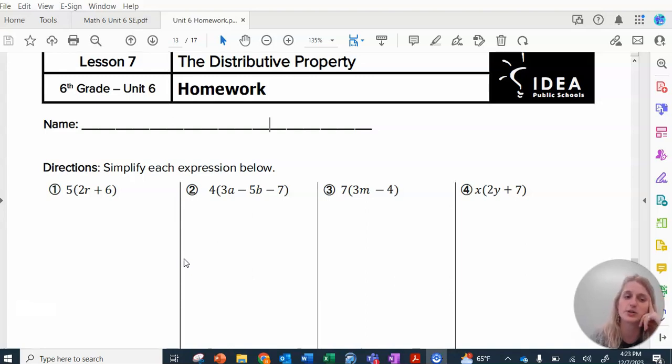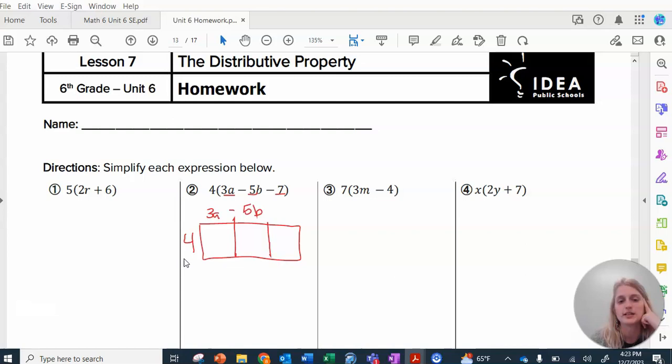All right, I'm going to start with number 2 because everything we did in class today had 2 terms, but it actually has 1, 2, 3 terms. Don't panic. It just means you cut your box into 3 parts. So we're going to draw our big box. There's my 4. I'm going to cut it into 3 sections. The first section is 3a. I'm going to write my minus on top of the line. Next section is 5b. Minus again, 7.